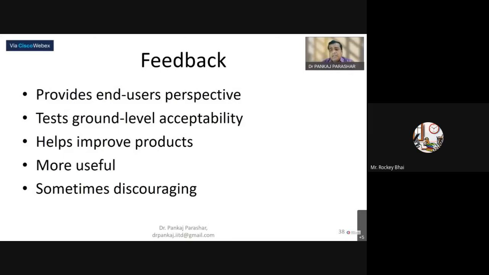Sometimes it's also discouraging, because when you get negative feedback, this could be discouraging as well. But your stronger convictions and your capability to improve can help you get over those negative comments. Negative comments are not always bad. They are basically there to help you understand the product better.